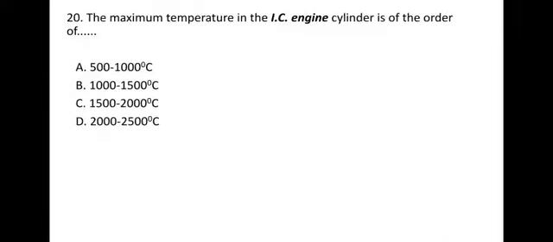Next question: the maximum temperature of an IC engine cylinder is of the order of, and the answer is 2000 to 2500 degrees Celsius. So the maximum temperature in the IC engine reaches 2000 to 2500 degrees Celsius.